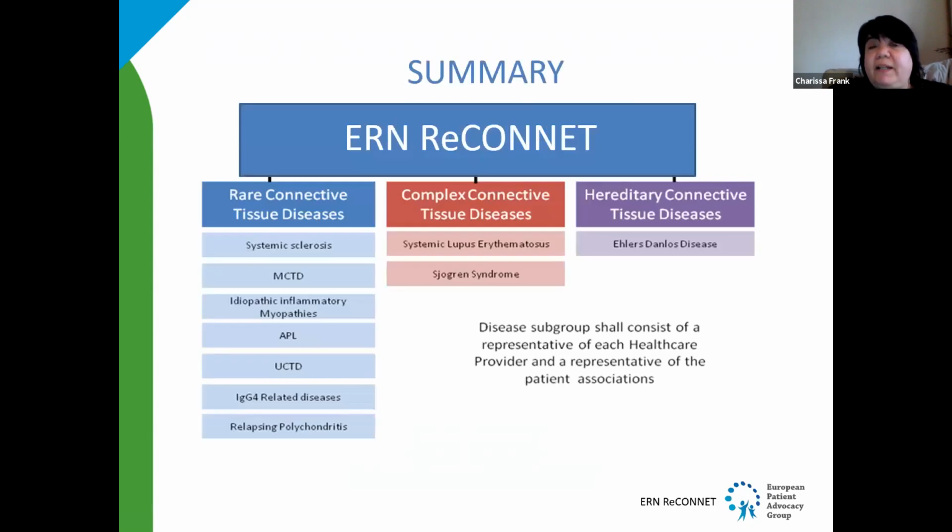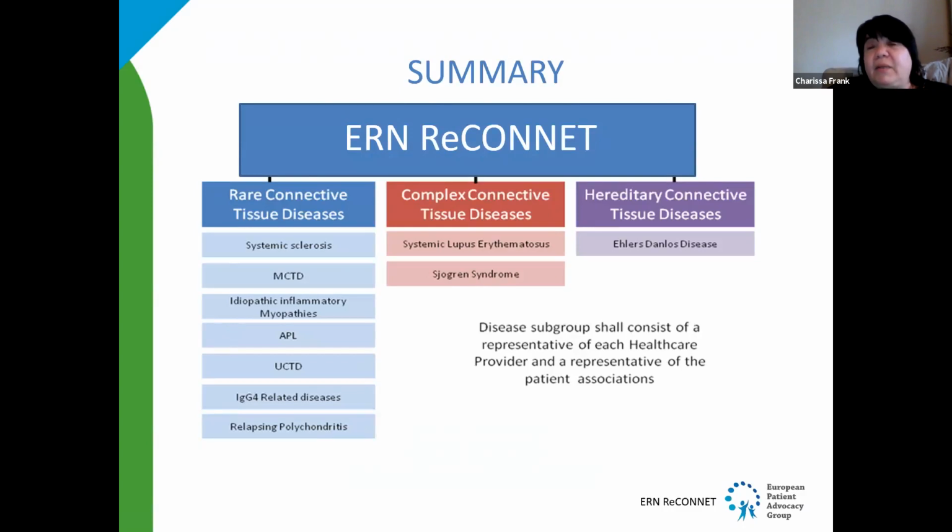To give you a background of our ERN ReCONNET so that you can follow us a little bit further on, we have 3 pillars in ReCONNET, or 3 arms, as we say. The rare connective tissue disorders, which are systemic sclerosis, MCTD for mixed connective tissue disease, idiopathic inflammatory myopathies, APS, or antiphospholipid syndrome, UCTD, undifferentiated connective tissue disease, IgG4-related disease, and that is an autoimmune immunoglobulin G type disease, and relapsing polychondritis. These are all rare diseases.